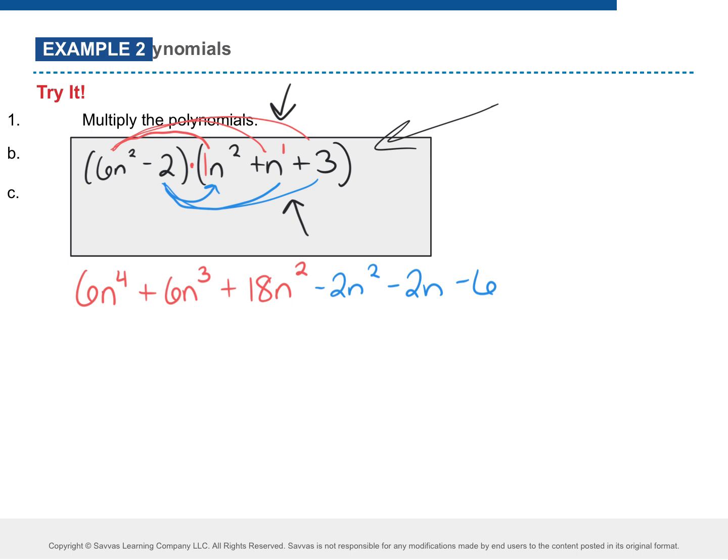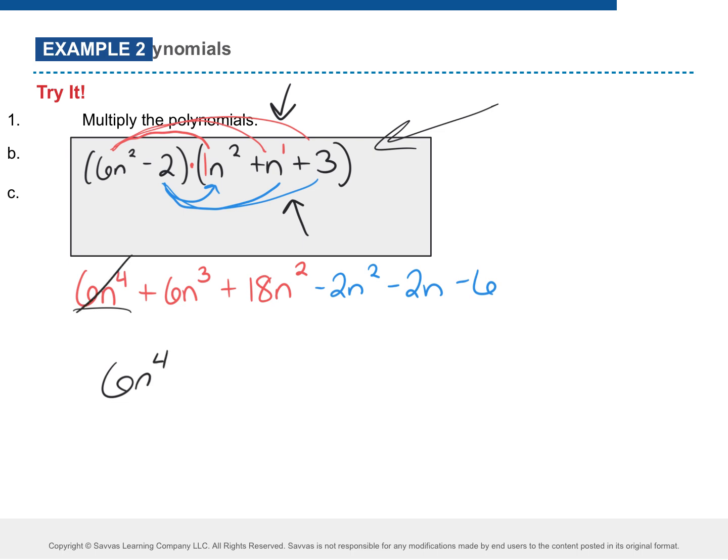What do I do to finish off this problem? Simplify. Simplify by doing what? Combining like terms. What is my degree? 4. So we're going to start with our highest degree. Does it have a like term? No. So this stays as 6n to the 4th.